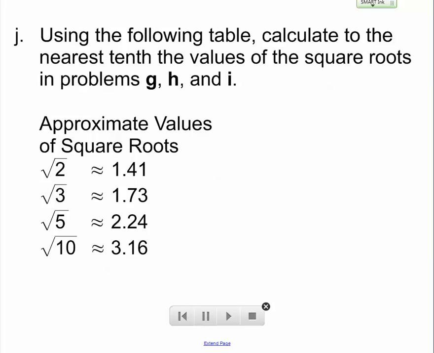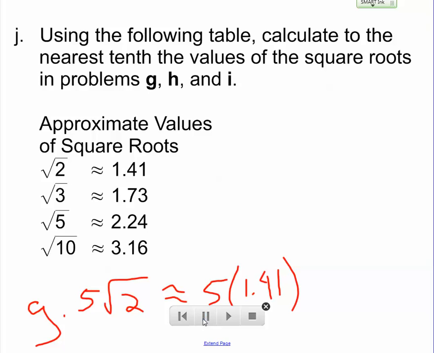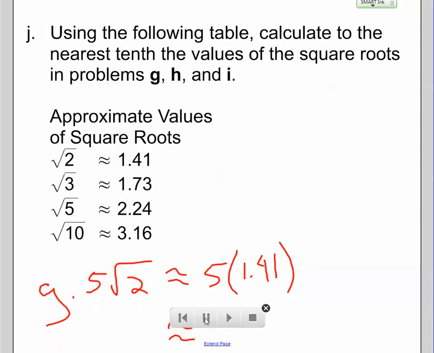Okay, and last thing with these, using the following table, calculate to the nearest tenth the values of the square roots of G, H, and I. Well, G was 5 times the square root of 2. And this table tells us that the square root of 2 is 1.41. So we can just do 5 times 1.41, and it's about 7.1.